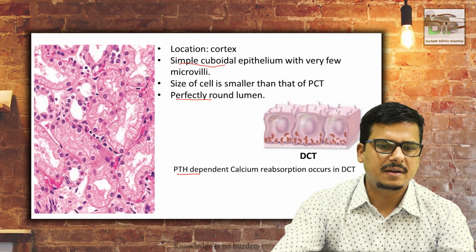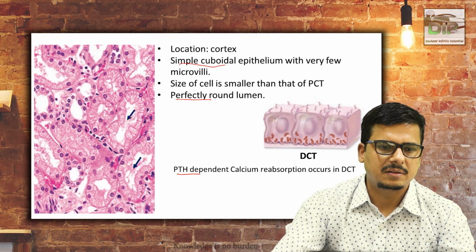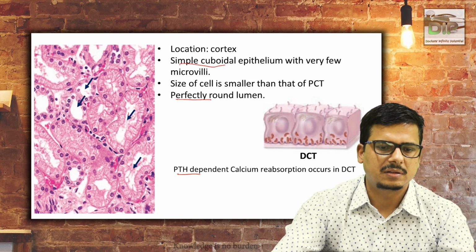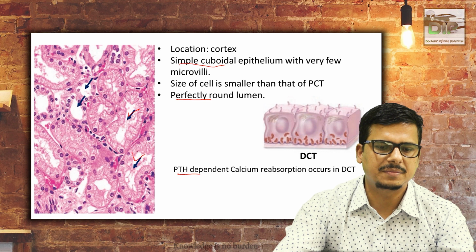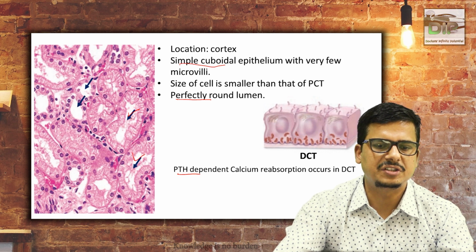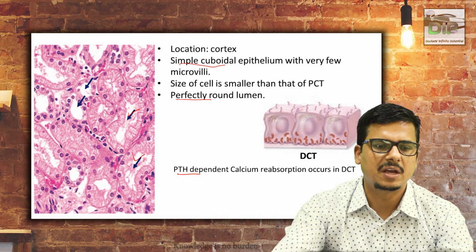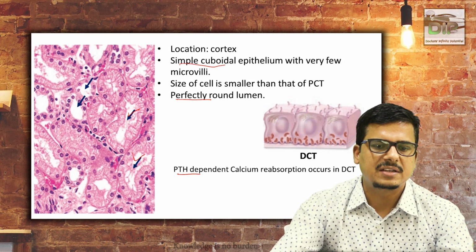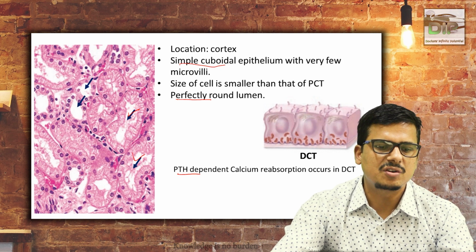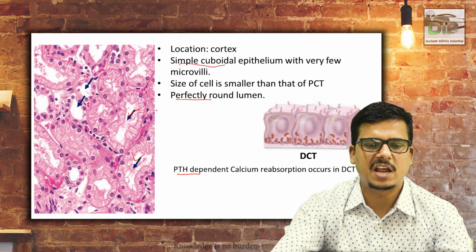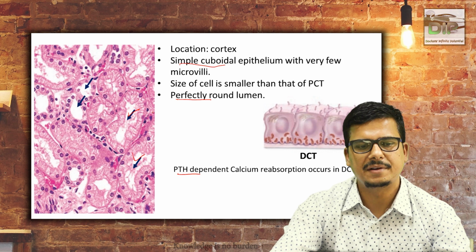If you see this slide, these are the two structures. Are these the PCT or DCT? Because the lumen is not perfectly round, this is the lumen of the PCT, while this is the DCT, which has perfectly round lumens. And similarly, the size of the cell is also smaller. So these points are helpful to differentiate between PCT and DCT.